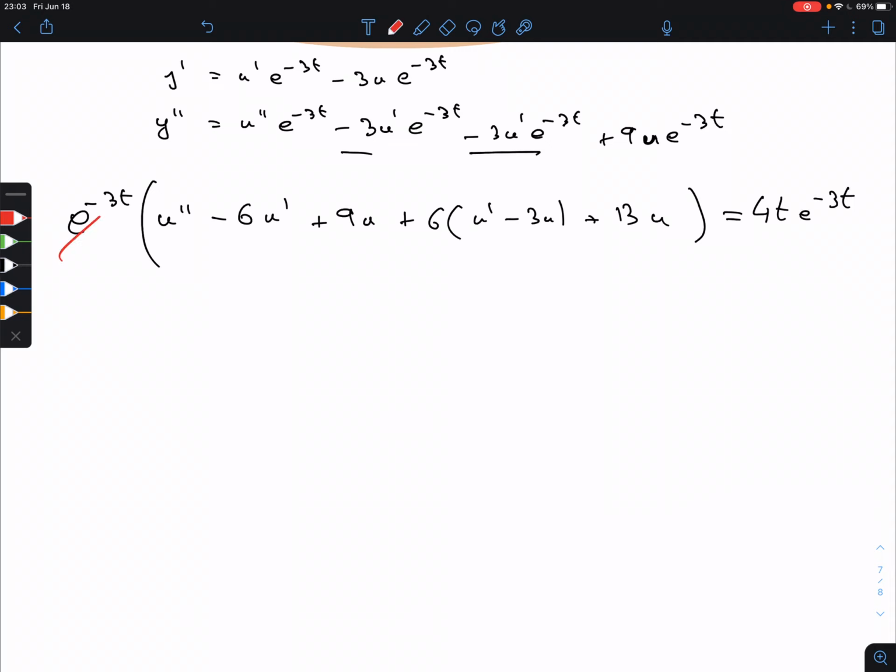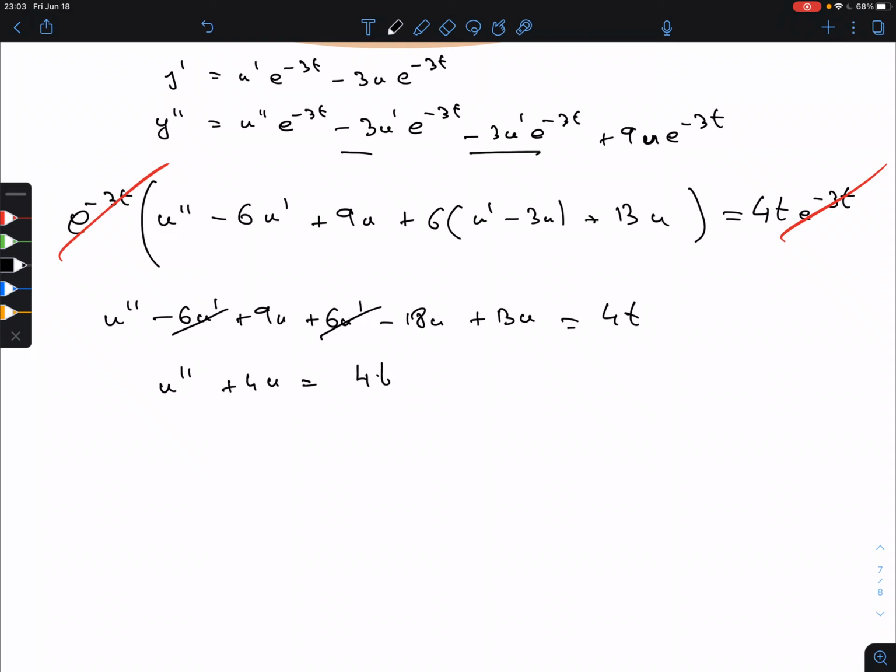So what needs to happen happens. The exponentials are gone. And the u's should not cancel. Okay, let's see whether that happens. So we have u double prime, minus 6u prime, plus 9u, plus 6u prime, minus 18u, plus 13u. So this is u double prime, and again the u primes cancel. I like that, at least it makes it a little bit simpler, right? And then 9 plus 13 is 22, minus 18, so plus 4u equals 4t.